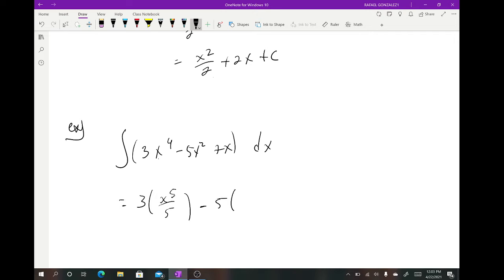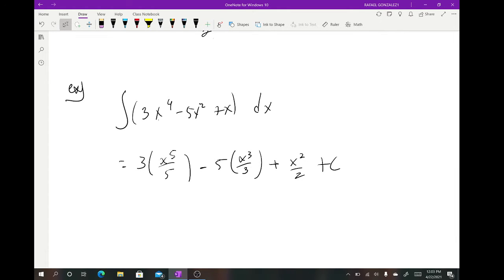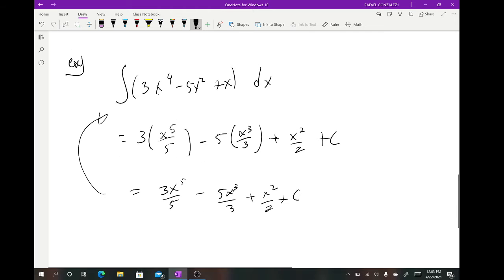minus 5 times x to the 3 over 3, because again, you're just adding 1 to the exponent and dividing by the new exponent, and plus x squared over 2, and then the plus c at the end. And this would really be your solution. I mean, you could multiply, you get 3x to the 5 over 5 minus 5x cubed over 3 plus x squared over 2 plus c, but this is your solution. The antiderivative of 3x to the 4 minus 5x squared plus x is 3x to the 5 over 5 minus 5x cubed over 3 plus x squared over 2 plus c.